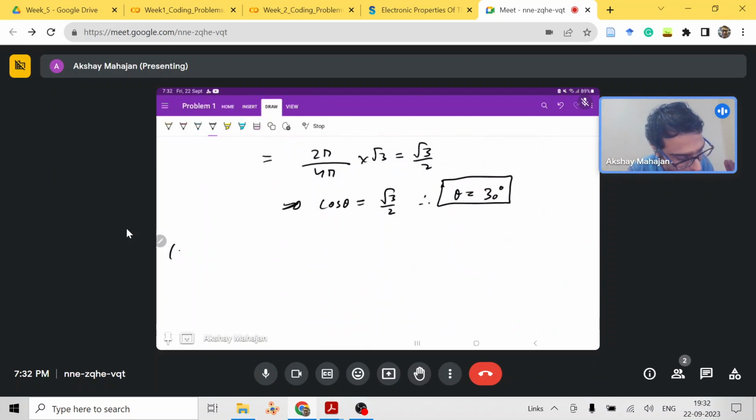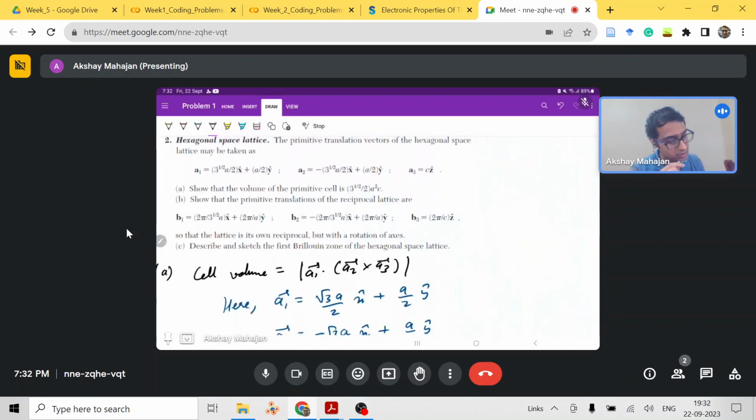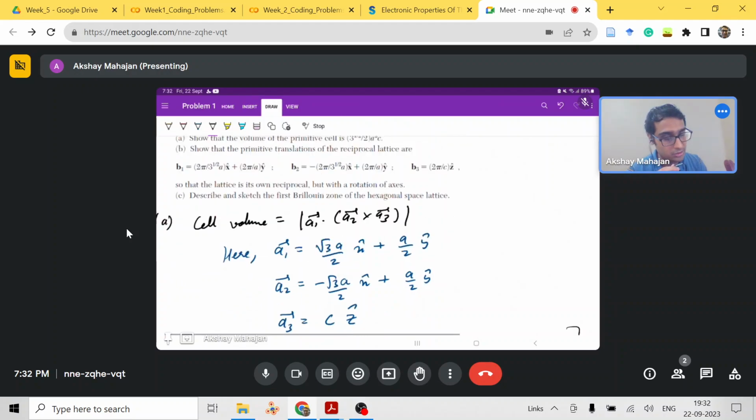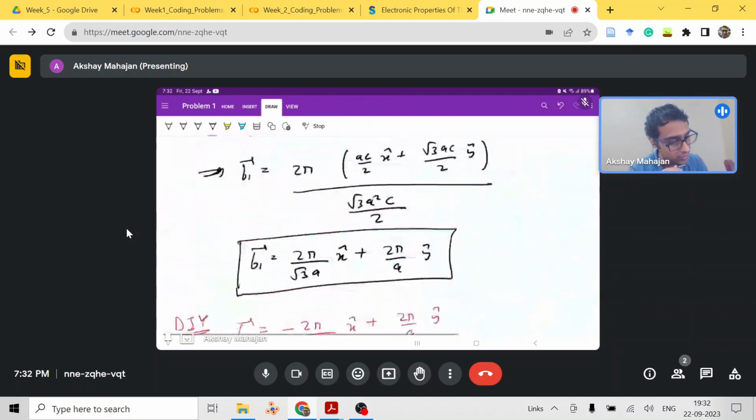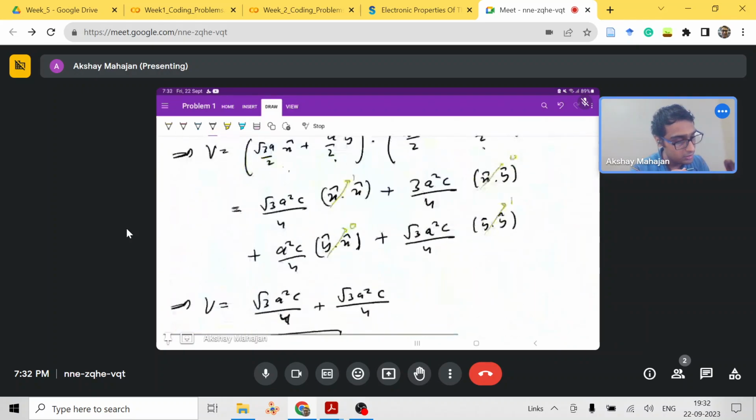Alright, so let's go to the C part that we have not done yet. The C part was: describe and sketch the first Brillouin zone of the hexagonal space lattice. Okay, so now we have to describe and sketch the first Brillouin zone for the hexagonal space lattice.